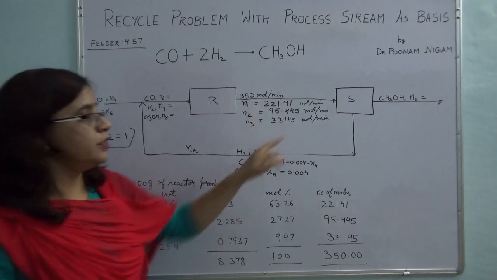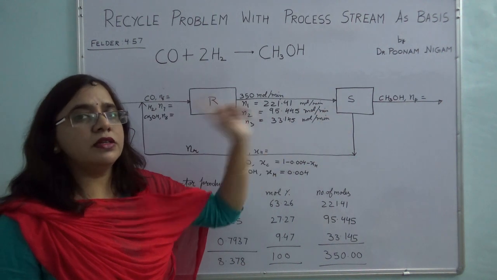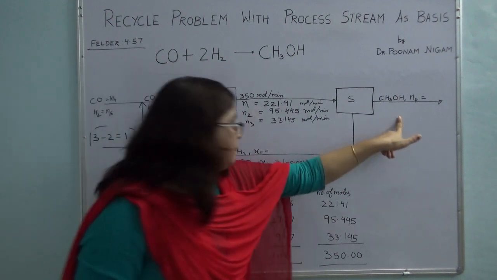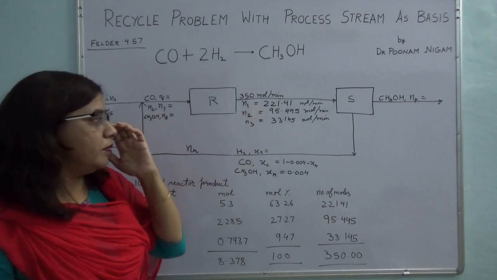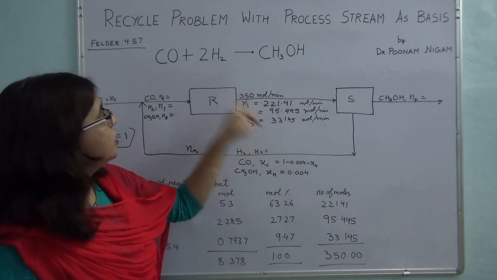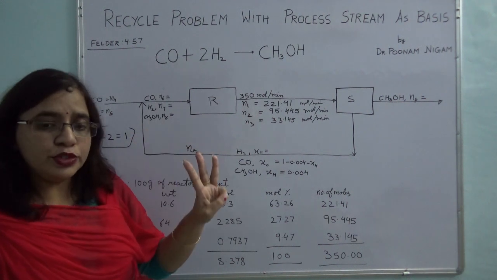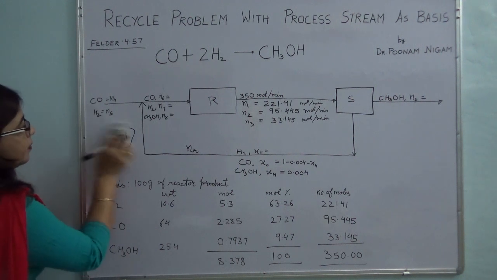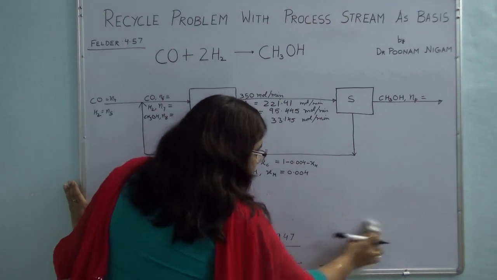I told you in the last video that in the separator, no reaction is taking place. So always take your molecular species balance. So let's do that. How many unknowns do I have? NP, NR and XH. So I have 3 unknowns, and how many molecular species balances can I write? I can write 1 on each, that is CO, H2 and CH3OH. So I have 3 balances, I have 3 unknowns, so I can start my calculations from the separator. So I am going to start doing that. Let's do it quickly.